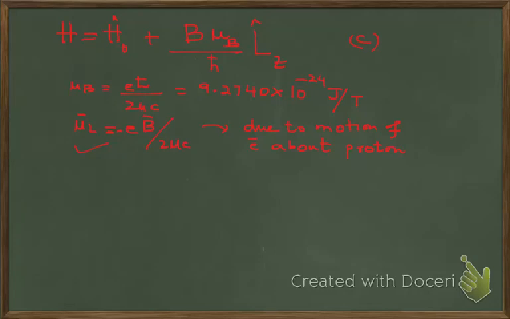Now we have to consider equation C. As we know, the Hamiltonian H naught commutes with the L Z operator, which means the commutator of both is equal to 0. The operator H also mutually commutes with L Z and H naught.